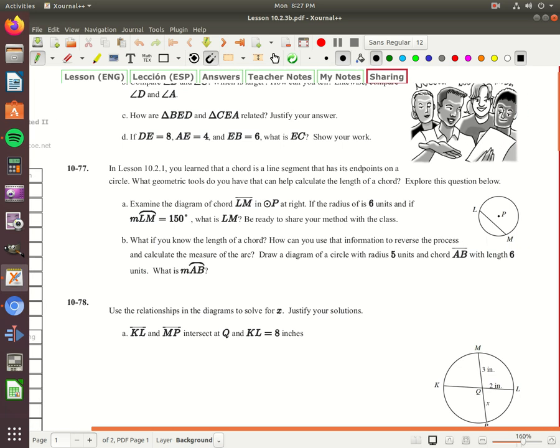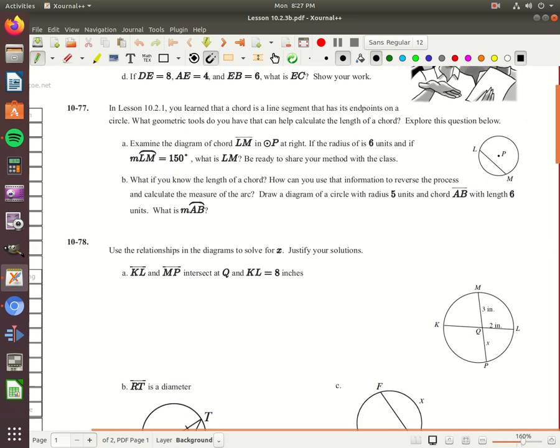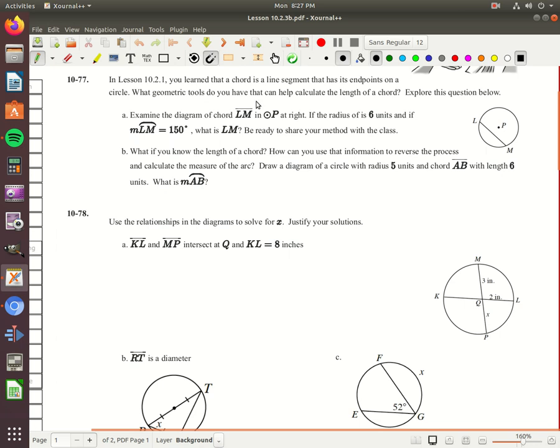Alrighty, so moving along to 1077. It says in lesson 10.2.1 you learn that a chord is a line segment that has its endpoints on a circle. So hopefully we know that this is a chord because its endpoints are on a circle. So examine the chord LM in circle P at right. If the radius is 6 units, so I know that this radius is 6 units, and if arc LM equals 150 degrees, that's the arc length, right? The minor arc length is 150. I know that central angle has to be 150 as well.